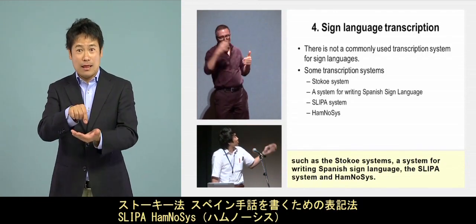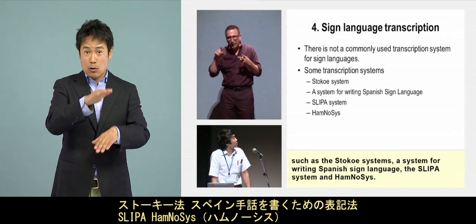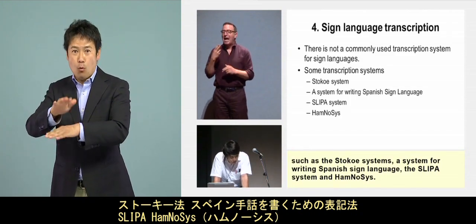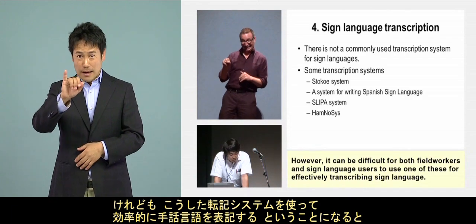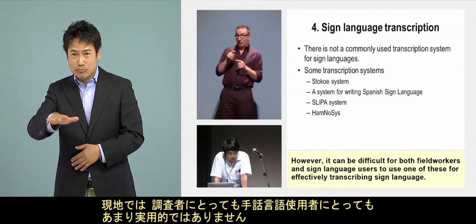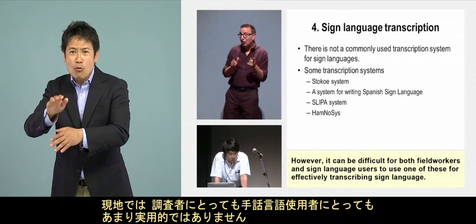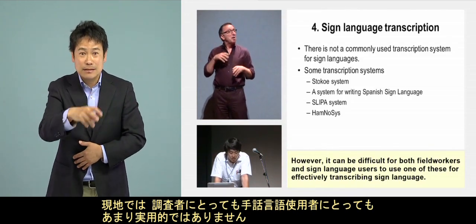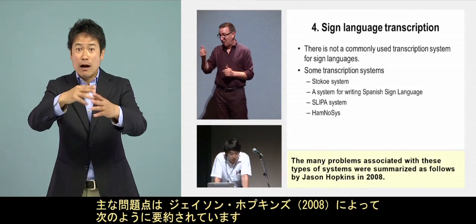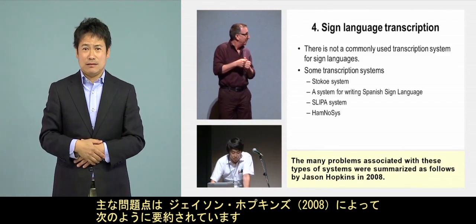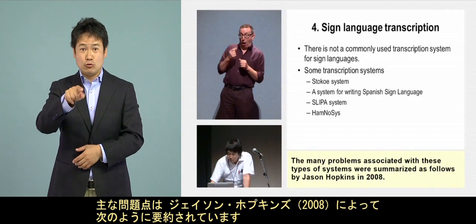Stokoe system, or a system for writing Spanish sign language, Slipper system, Hamnosys system. However, it can be difficult for both field workers and sign language users to use one of them for effectively transcribing a sign language. Main problems are summarized as follows, according to Jason Hopkins, 2008.